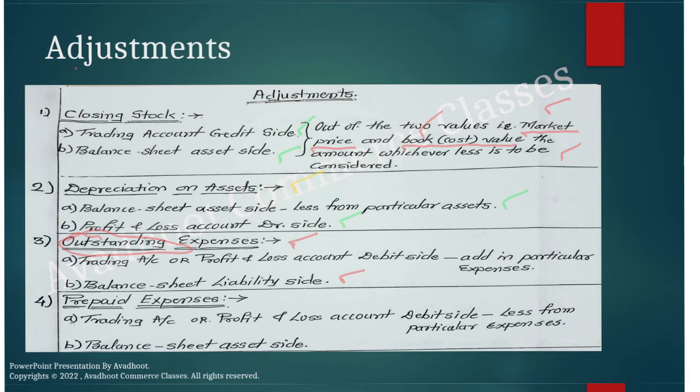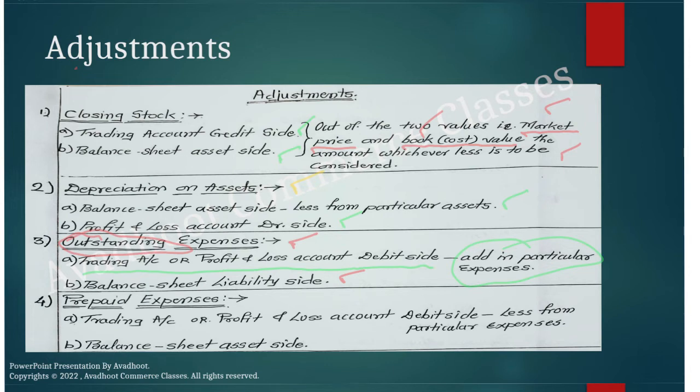And that's why the expenditure we write for trading or P&L account. Hence, it is given that in the trading account or profit and loss account debit side, add to the particular expense. For example, if outstanding wages is given, then we add it to the trading account debit side, add outstanding in the wages. If salary is given, then we write salary in the P&L account. Therefore, profit and loss account debit side, there is salary, add outstanding, take the figure in the outer column, and the second effect is to be given to the balance sheet liability side because it is payable.